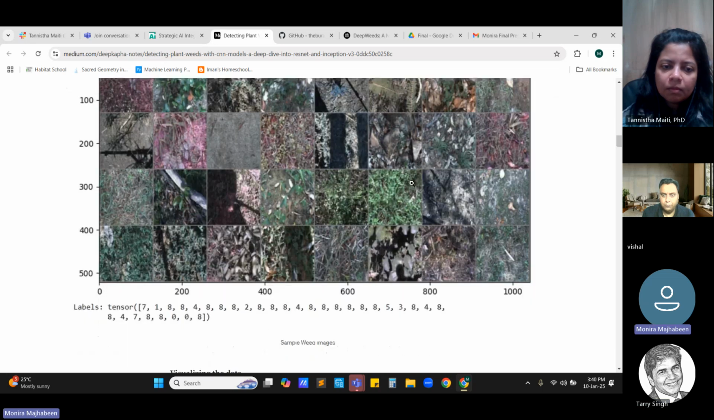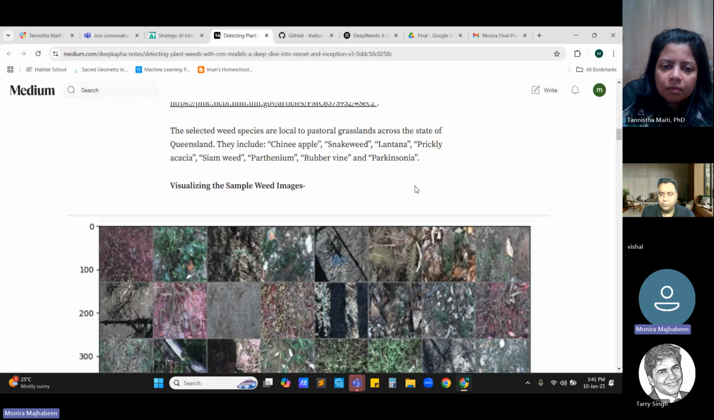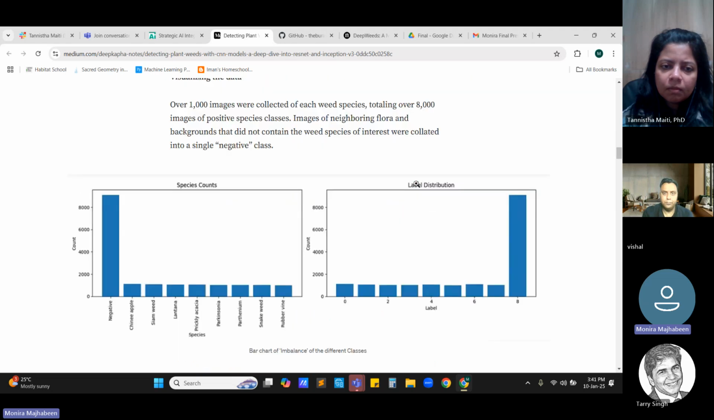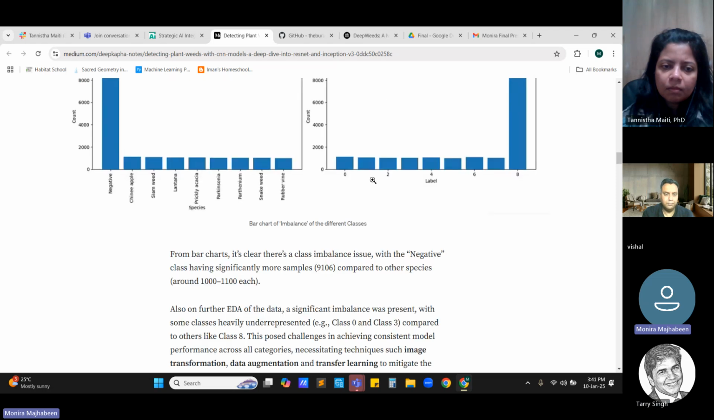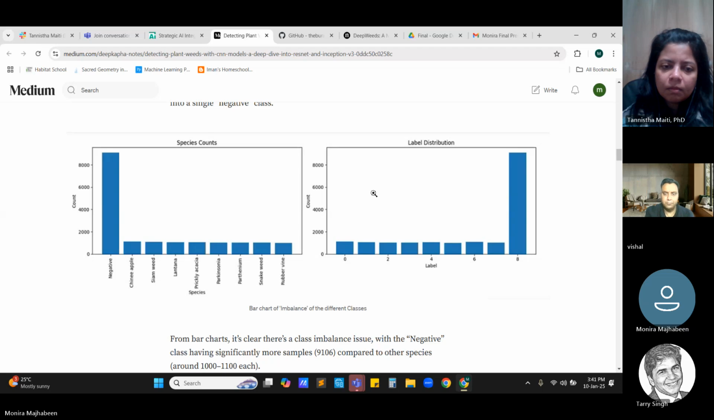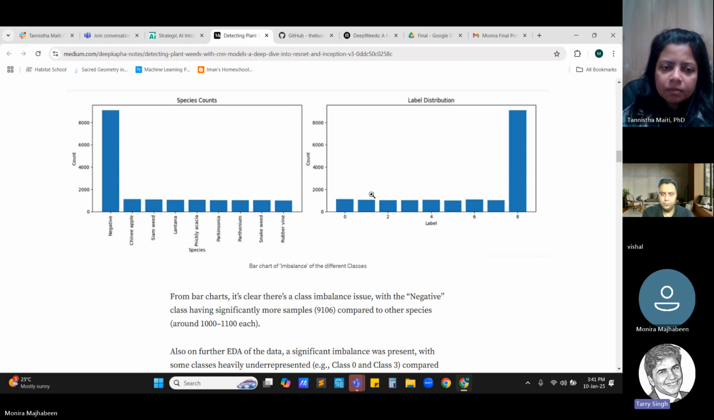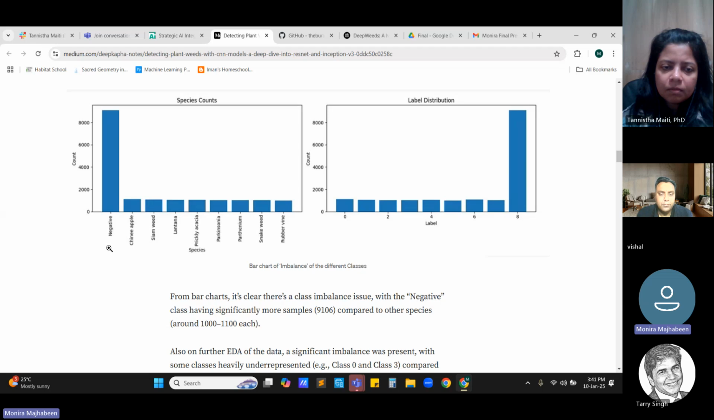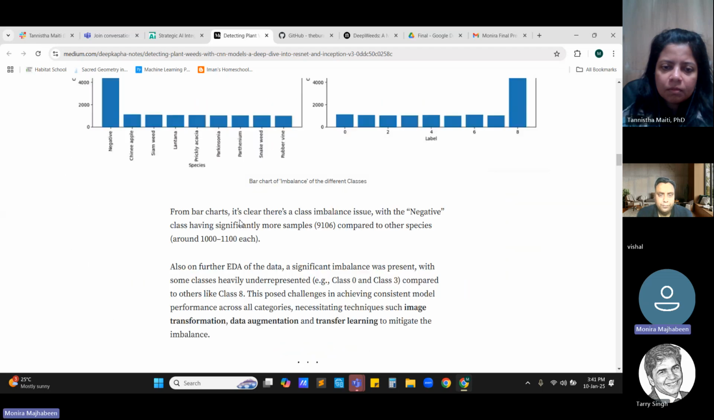This is the visual interpretation of it, with some sample images. While visualizing the dataset, we found, as you can see in the chart, that there is a big imbalance between the different classes of the weeds. Over here you can see there are eight types of weeds, like Chinee apple, rubber vine, lantana and so on. But the negative class, which has the maximum data collected, is basically the images which could not be classified under any of those eight classes. So this led to the imbalance of the dataset.